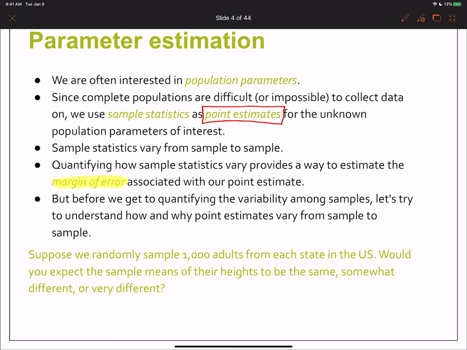So we're going to talk about how we can get that kind of margin of error when we're making guesses about the entire population, right? Does that make sense? Why we would want a range instead of just an individual value? Does that make sense to everybody?